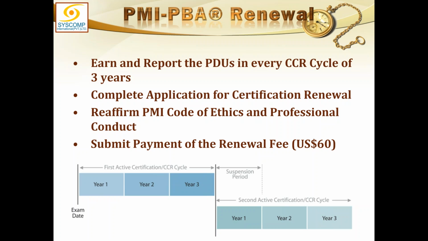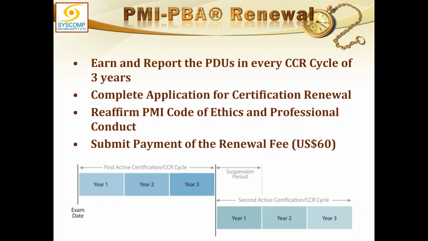Now, what happens if you do not renew? If you do not fulfill the requirement of 60 PDU and your 3 year period is over, PMI will send you a warning letter telling you you have been suspended. Your 3 years have passed. We have been reminding you and you did not complete your CCR cycle requirements or PDUs and you have not renewed your certification. So you cannot write with your name PBA anymore. But we are not permanently deleting you from the list. We are suspending you. We are giving you one more year.